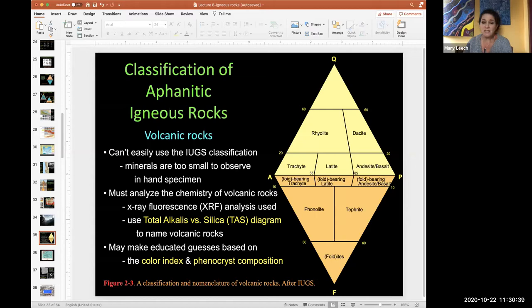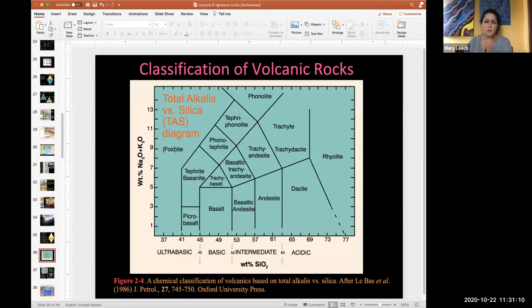If you don't have that chemical analysis and you're not in a lab, or if you go into the field, or if you just take a trip to Yosemite, you're not gonna know. You can make educated guesses based on the color index and based on what the phenocrysts look like. So I'm gonna give you some handy dandy guidelines in a second. I created a figure to help you make those educated guesses.